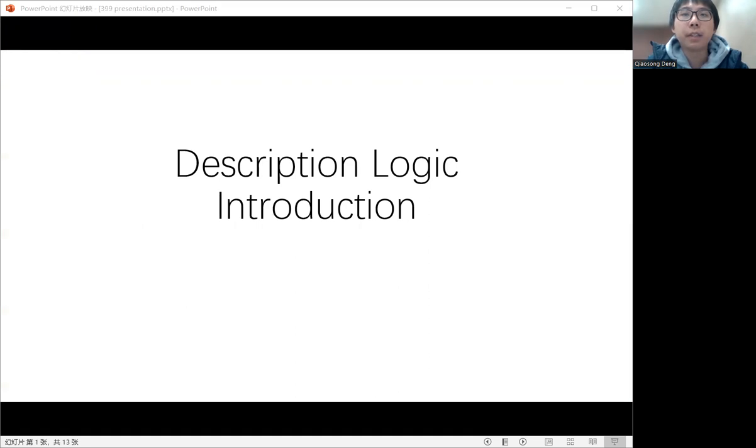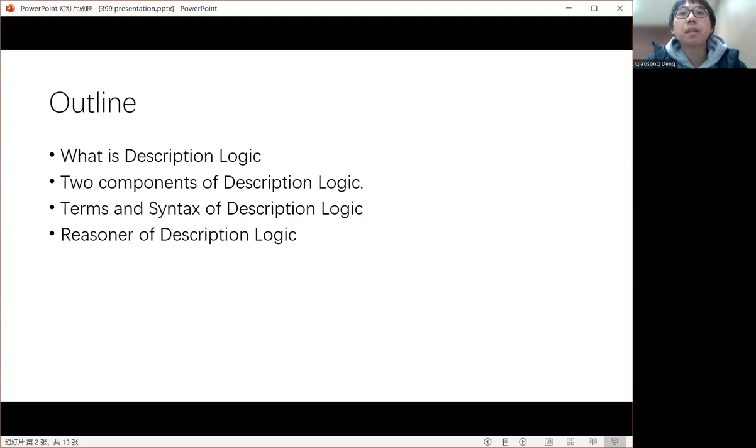Today, I'm going to give my understanding of description logic that I learned so far. This presentation has several parts. We will talk about what is description logic and its two main components. Then I will tell you which terms and syntax can help you to construct your knowledge representation model. After that, I will introduce the reasoner of description logic and give you an example of how this reasoner works.